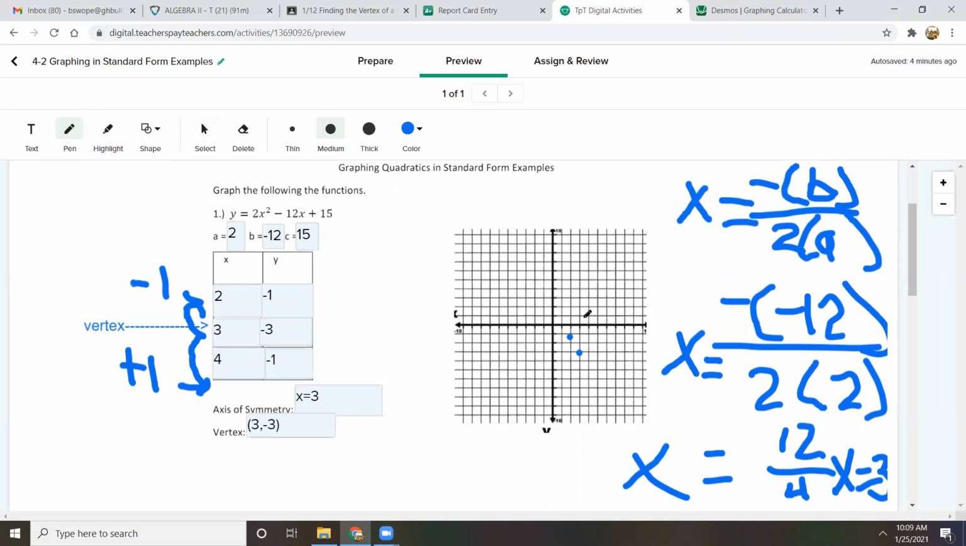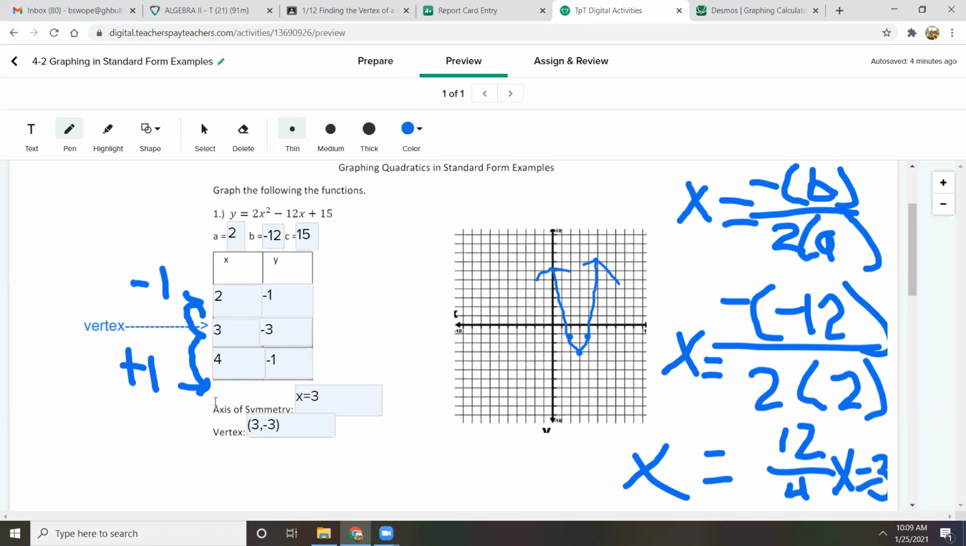And then over 4, down 1. And then if you can draw in your parabola, I know it might be hard. If you can't draw it because of your trackpad, you can just plot your points. It's not that big of a deal. But this would be our answer.